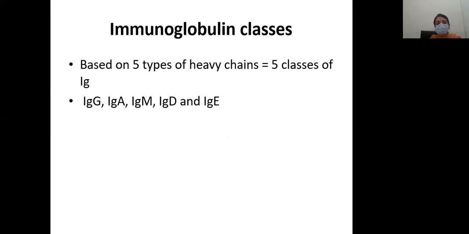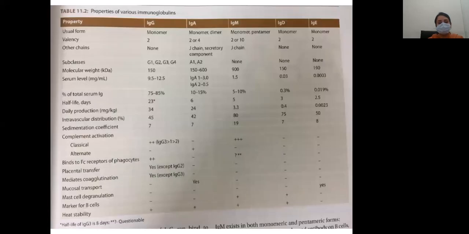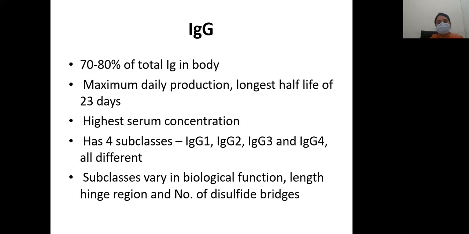So immunoglobulins, based on 5 types of heavy chain, there are 5 classes of immunoglobulins. Number 1, immunoglobulin G, immunoglobulin A, immunoglobulin M, immunoglobulin E, and immunoglobulin D. And we will study all the functions of these immunoglobulins. This is our table of properties of various immunoglobulins. Okay, now separately we will see first of all what is the function of immunoglobulin G.